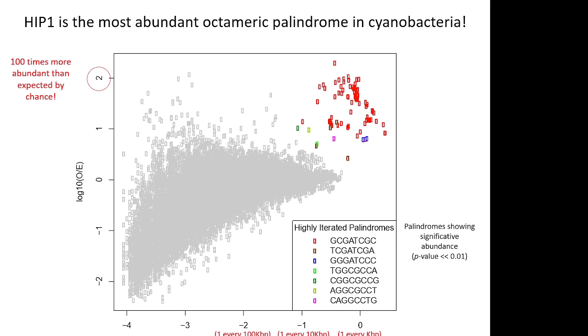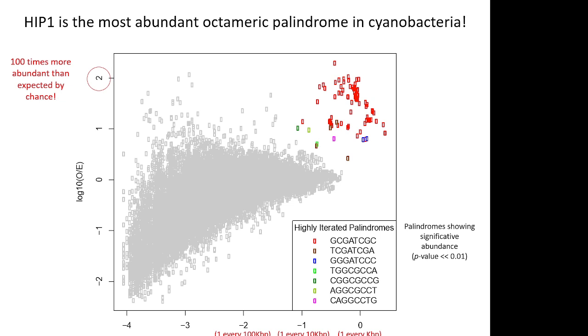So what you are looking at here is the abundance, the frequency in this axis, and here the overrepresentation of all octameric palindromic sequences in cyanobacterial genomes. As you can see, you have a big cloud of several octameric palindromic sequences, and then you can see this small cloud in color red. You are going to see the HIP1, the highly iterated palindrome 1, and then with some other colors, you will see other palindromic sequences that are also highly abundant.